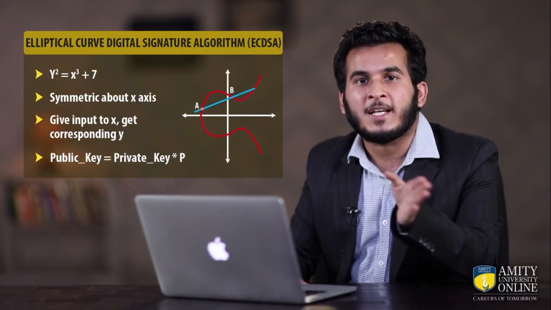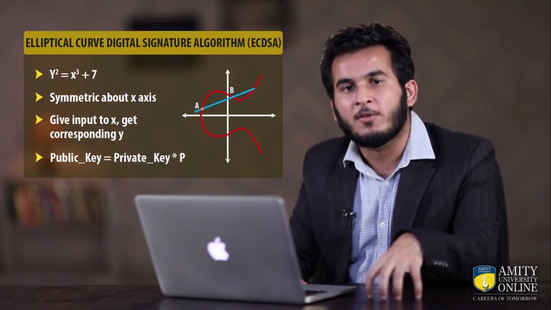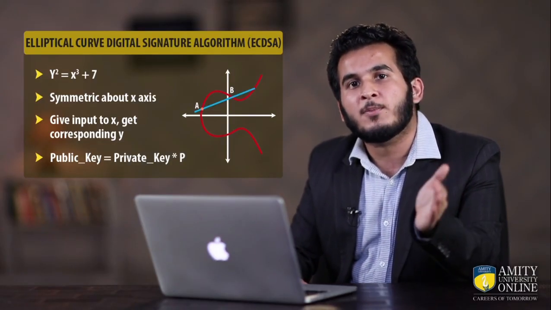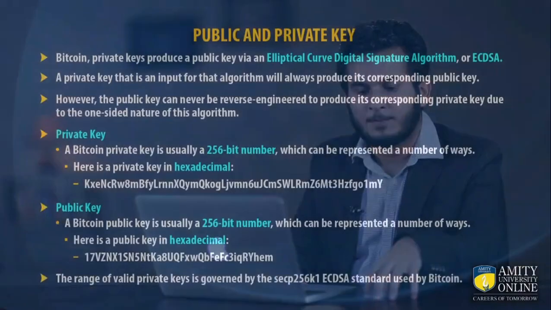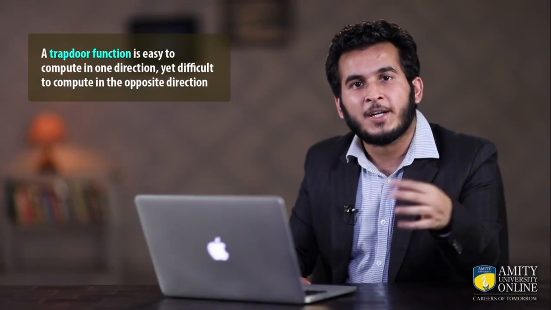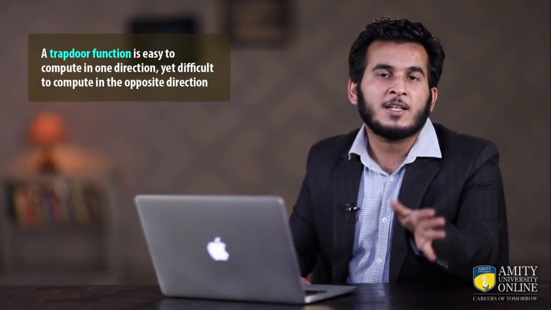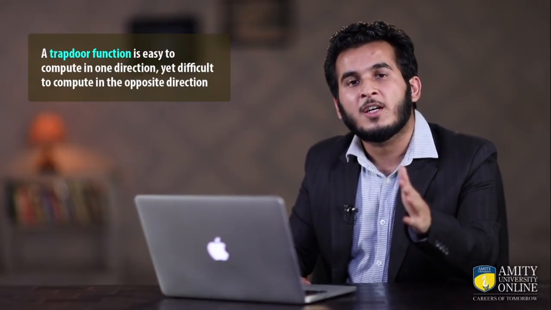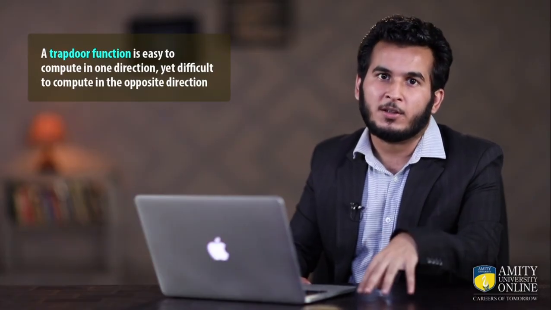So based upon the x and y, you will get an elliptical curve which will have all your public key and private key associated with it. The SEC-P 256K1 standard is being used by Bitcoin that defines the limit of the public key and private key. So a private key is an input to an algorithm, and that algorithm gives the corresponding public key by using a trapdoor function. Since the public key is being generated by a trapdoor function, it is practically impossible to reverse engineer and get the private key from the public key.